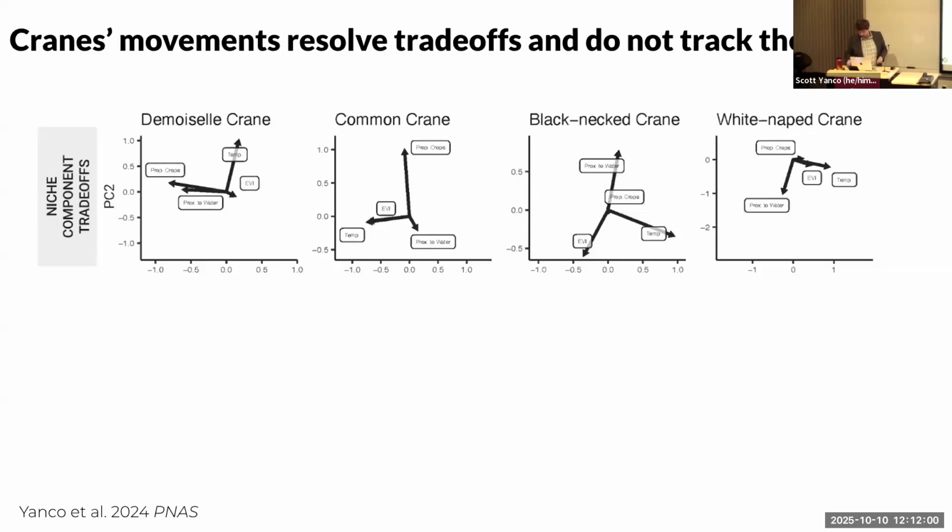We do see one over here in the black-necked crane, where proportion to water trades off with EVI over the course of the year. So safe habitat is unproductive habitat.